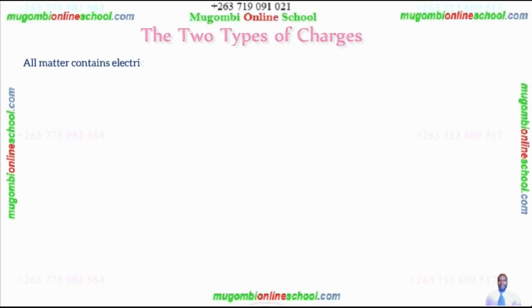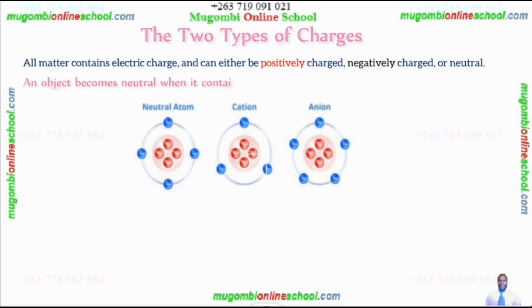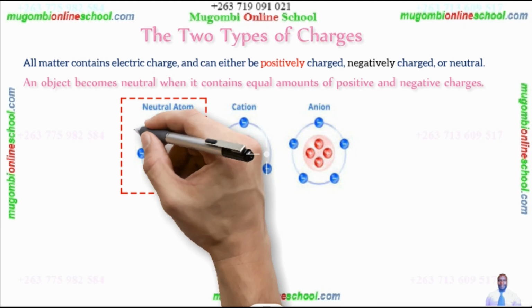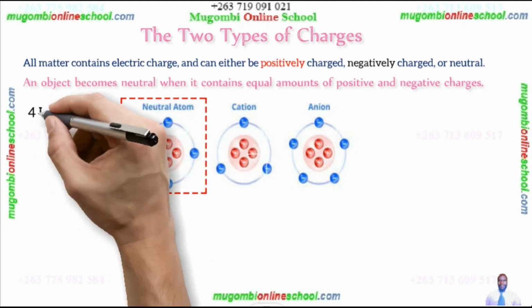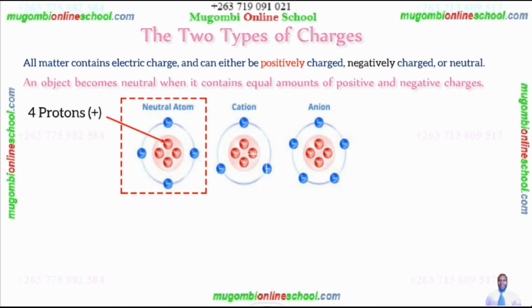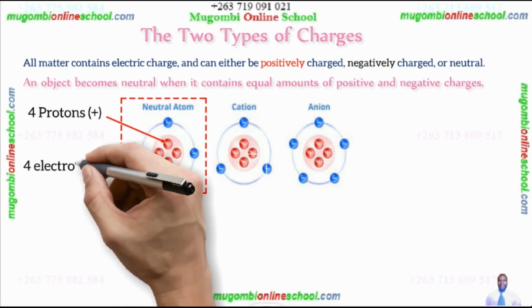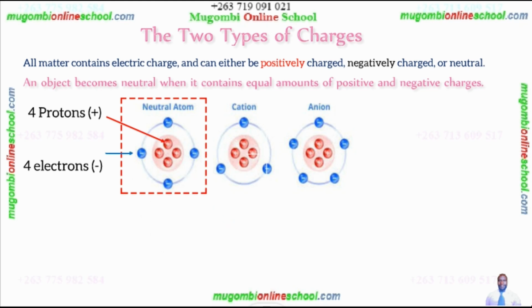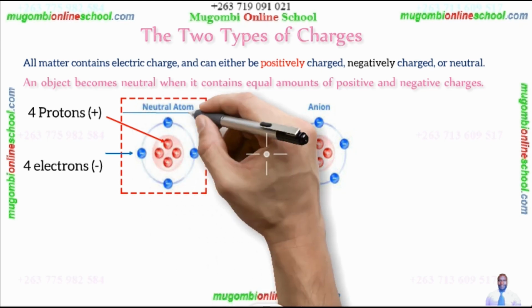The two types of charges. All matter contains electric charge and can either be positively charged or negatively charged or neutral. An object becomes neutral when it contains an equal amount of positive and negative charges, like this one. This one is neutral because it has got 4 protons, which are equal to the number of electrons. So if the number of protons is equal to the number of electrons, it becomes neutral.